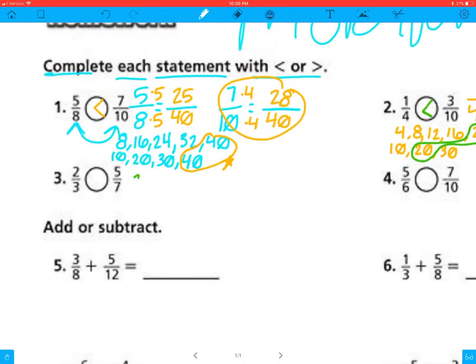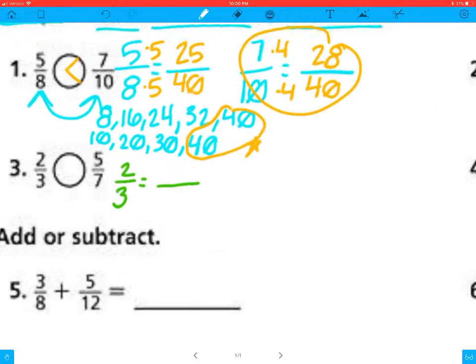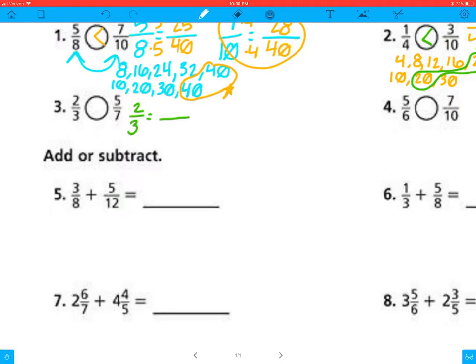So 2/3 and 5/7. Now I rewrite mine. 2/3 is equal to something, and 5/7 is equal to something, and we need to find the common denominator. So I can start listing my multiples. 3, 6, 9, 12, 15, 18, 21. I do know 21 is probably going to be my least common multiple because I know for 7, it's 7, 14, 21. I go through, circle my least common multiple.